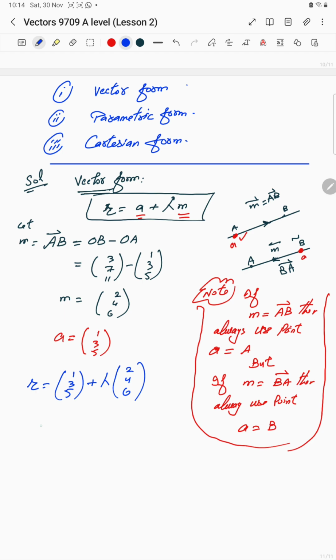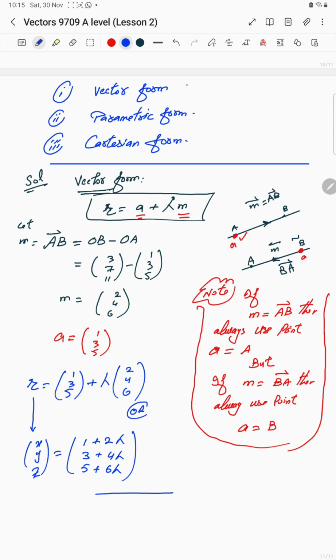So this is the equation of the line, and if r is in 3 dimensions, we can say it's x, y, and z, and here it will be 1 plus 2 lambda, 3 plus 4 lambda, and 5 plus 6 lambda, or this one. You can write both answers. That is the first form, vector form. This is the answer in vector form. I wrote it in column vector form. I hope it is clear.